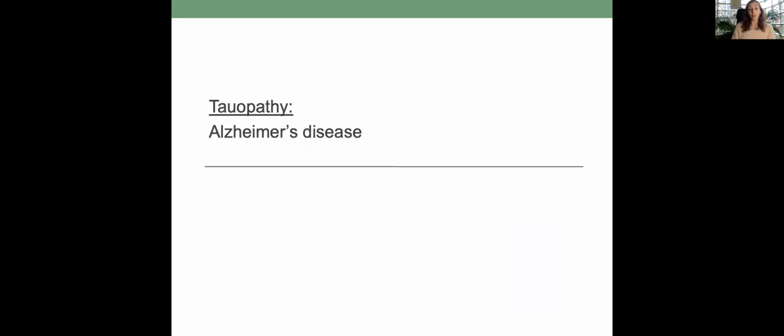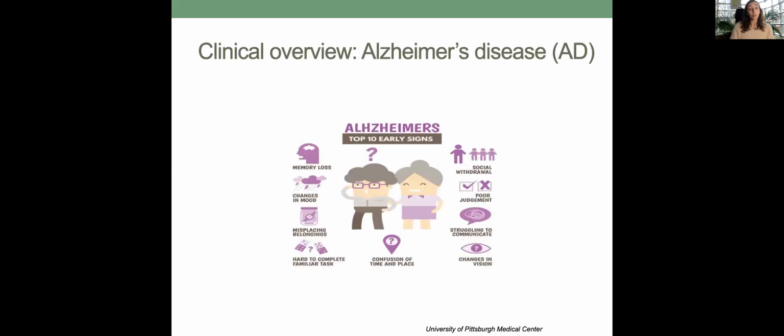Let's start with Alzheimer's disease, the most widespread and well-known neurodegenerative disease that is part of the family of diseases known as tauopathies. Alzheimer's is most associated with memory loss and confusion of time and place, but this is not only a disease of memory. Early in the disease, symptoms that typically lead to a person seeking medical attention include mood changes, social withdrawal, and difficulty communicating, in addition to the noticeable memory loss and confusion.